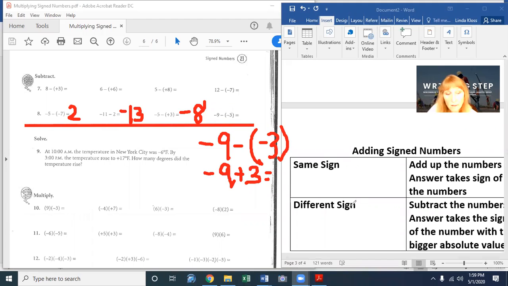We have a negative number and a positive number, different signs. So we're going to subtract the two numbers, 9 minus 3, 6. And the answer is taking the sign of the number with the bigger absolute value. So 9 is going to be the bigger absolute value. The answer is negative 6. This one is negative 6. Another way to look at it again is to say, okay, I owe $9, but I have 3 in my pocket. I'm still going to be negative $6 in the hole. I still owe negative $6.